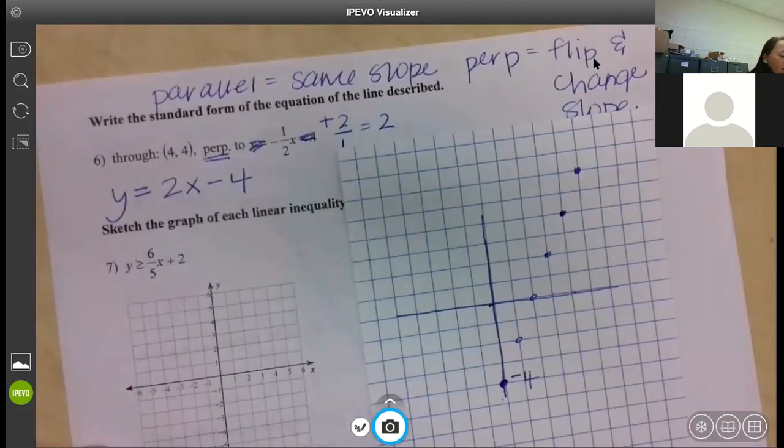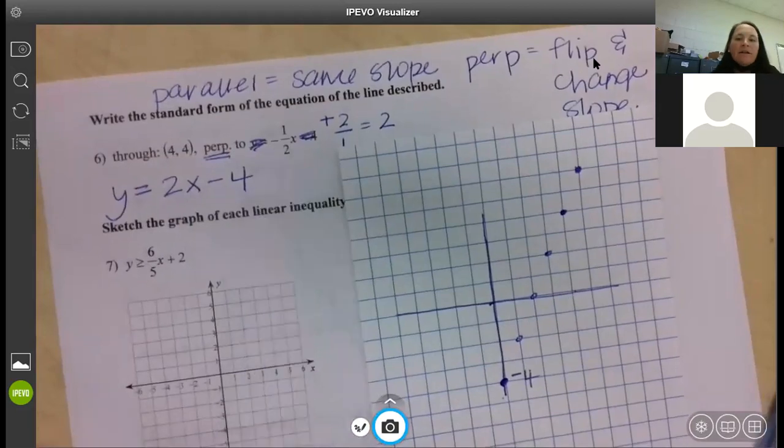Remember also, if we're using Desmos, we can put this equation in, and I'm going to show you guys that for just a second. Let me get my Desmos up so you guys can see it.